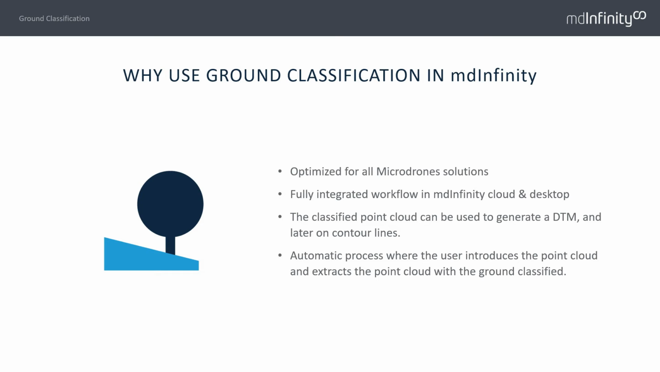The classified point cloud generated by ground classification can be used later on to generate a digital terrain model and later on contour lines. Ground classification is an automatic process where the user introduces the point cloud and extracts the point cloud with the classified ground.